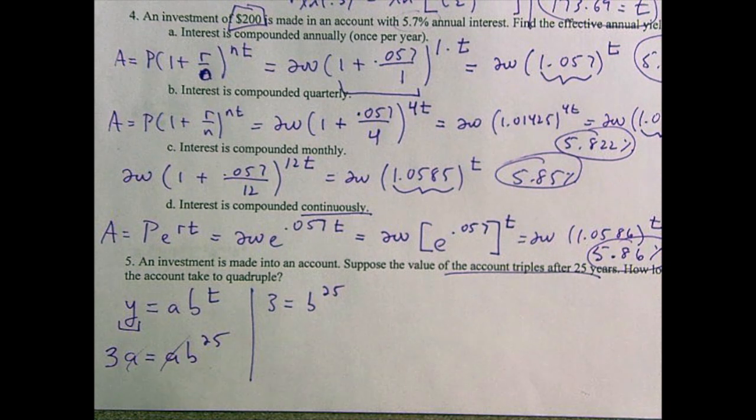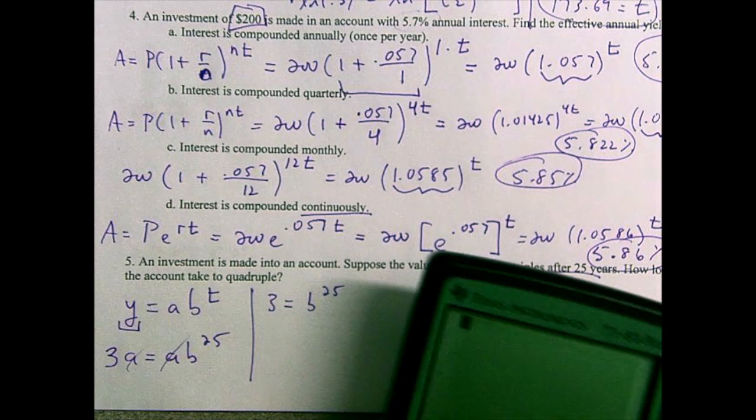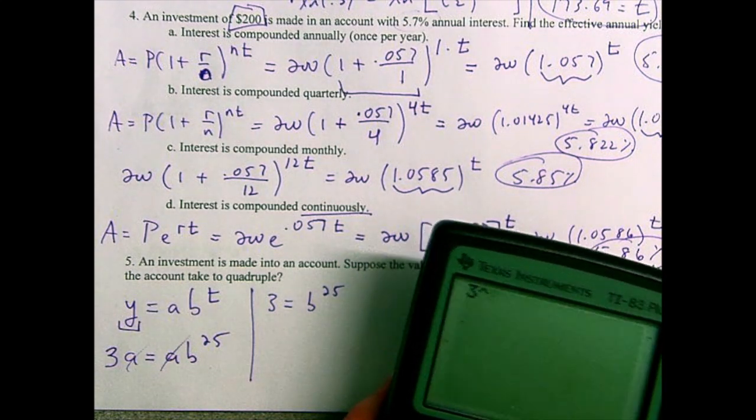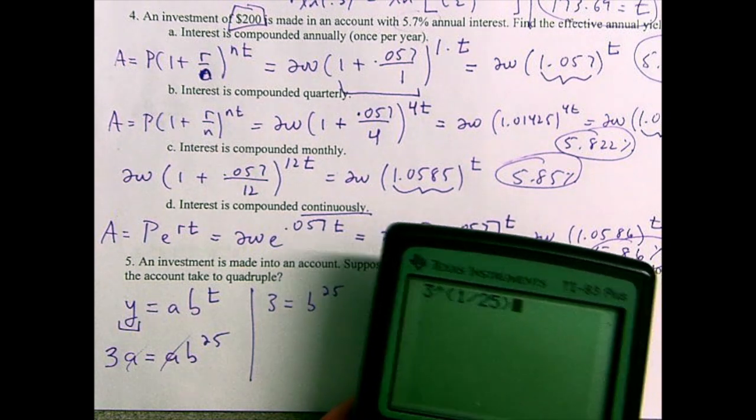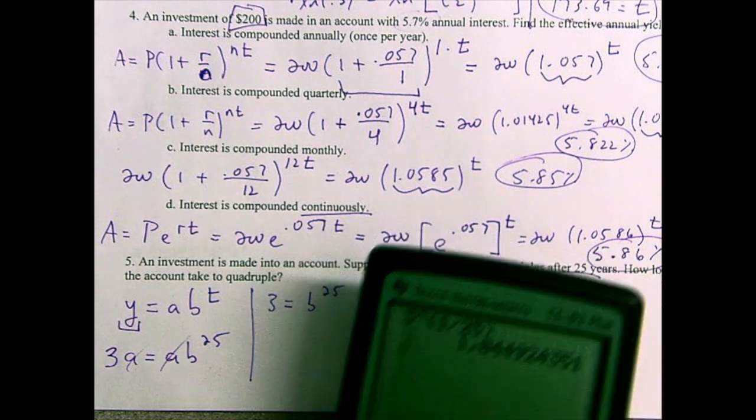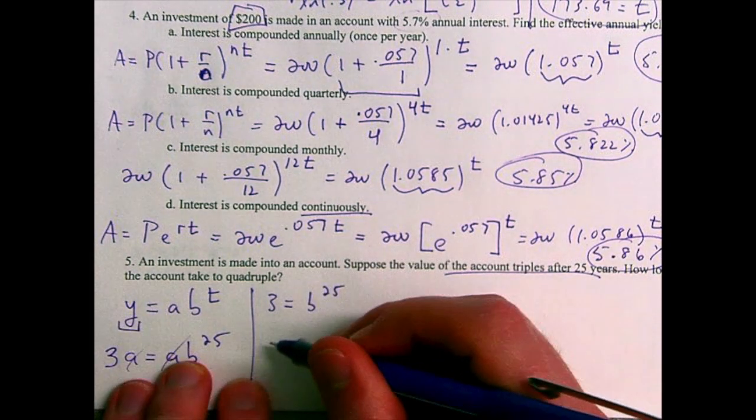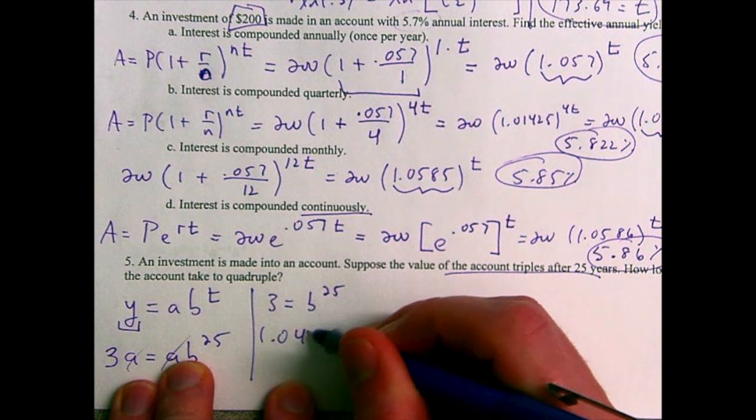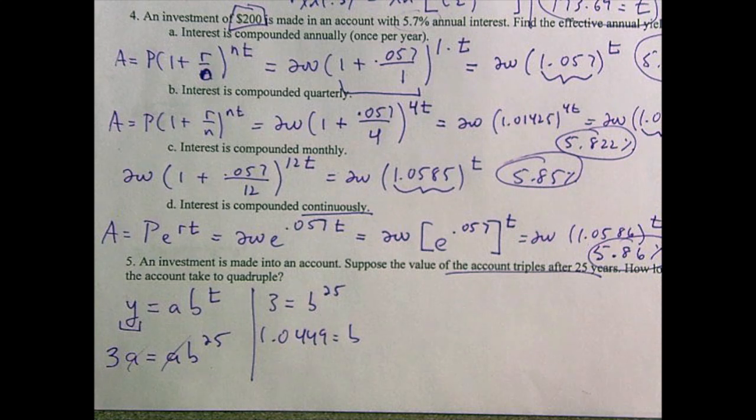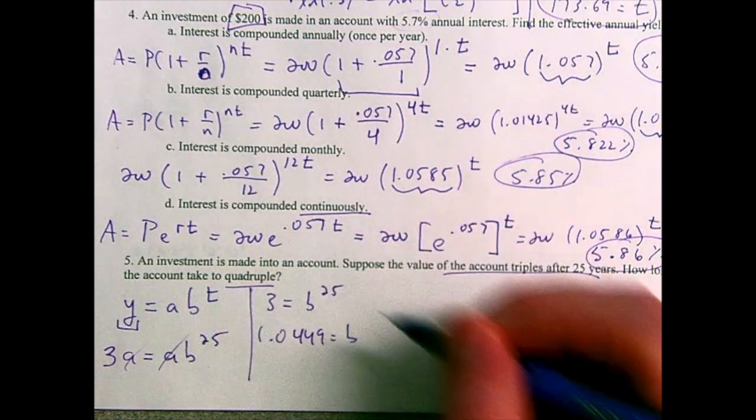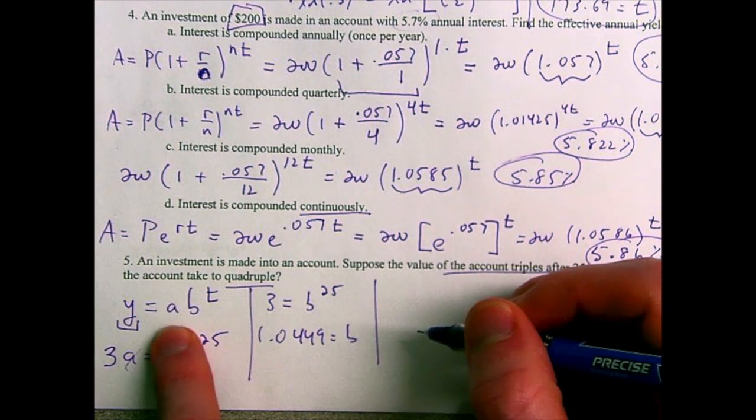Just raise both sides to the 1 over 25th power. 3 raised to the 1 over 25 will give you 1.044 something something. So 1.0449 is equal to b. Cool. And now we want to know how long will the account take to quadruple, which means get multiplied by 4. So I'll go back to my exponential model.